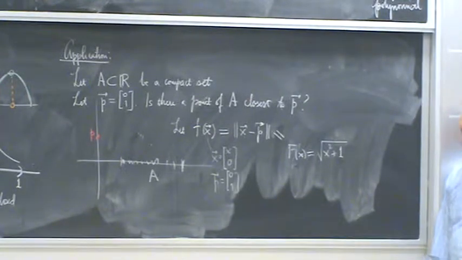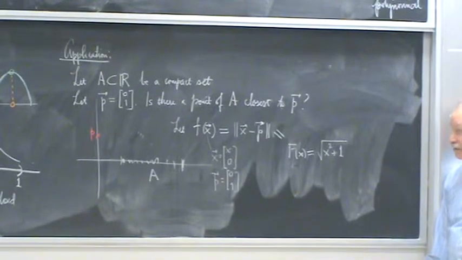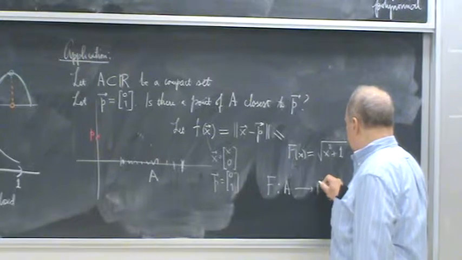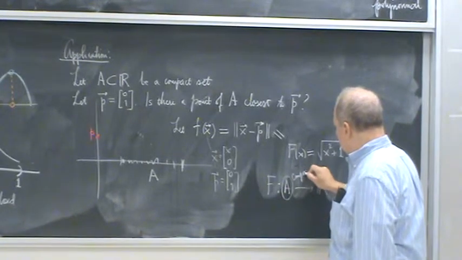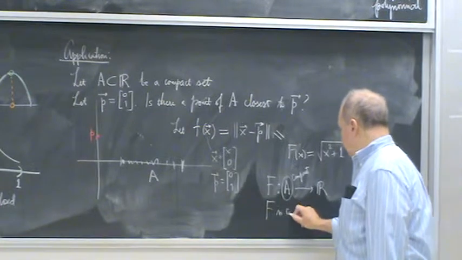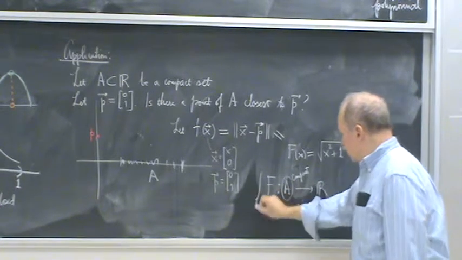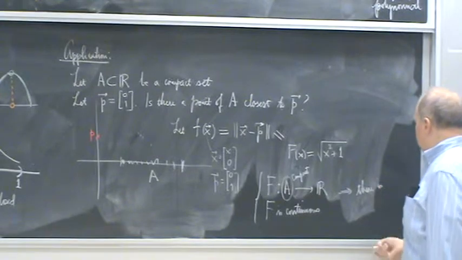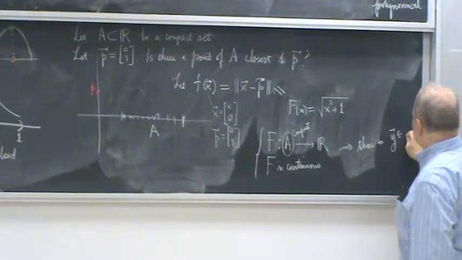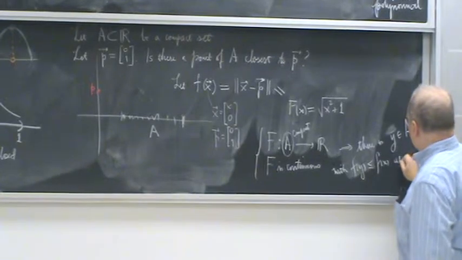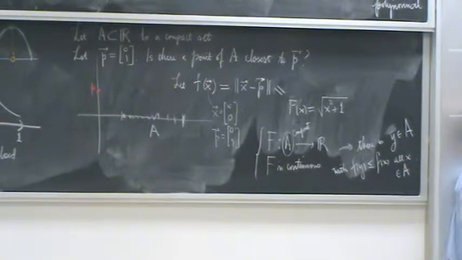Okay, and what are you going to tell me? It's continuous. And what do you need? You need the domain to be compact, and A is compact. You need the function to be continuous. Is this function continuous? Yes. So that tells you it has a minimum. There is a point y in the set A with f of y less than or equal to f of x for all x in A. So there's a point that's closest.